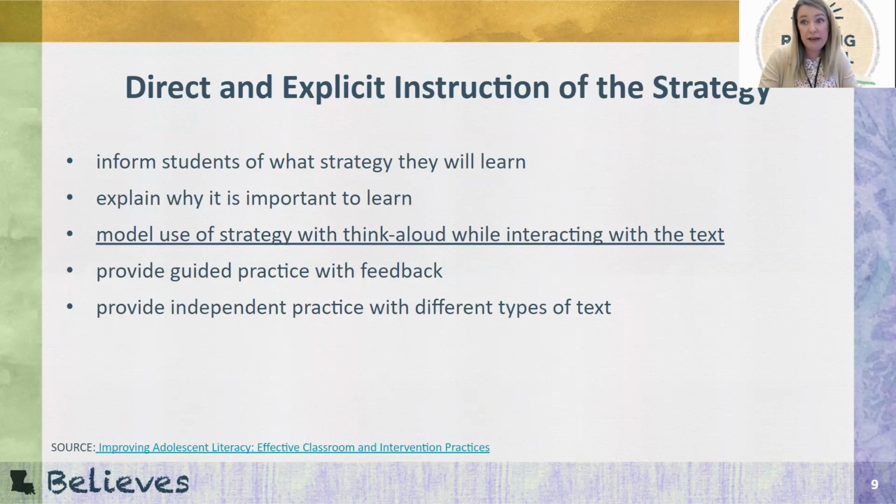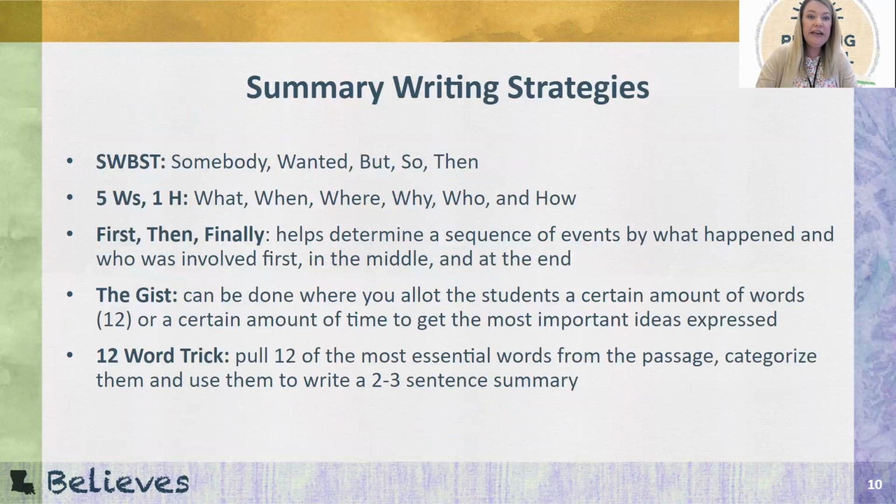So here are some different summary writing strategies. These are quite a few. I'm just going to model for you the 12-word trick today, but there's other ones that you can use. There's SWBST, and this one is an acronym for somebody wanted, but so then. So you're going to read the text.